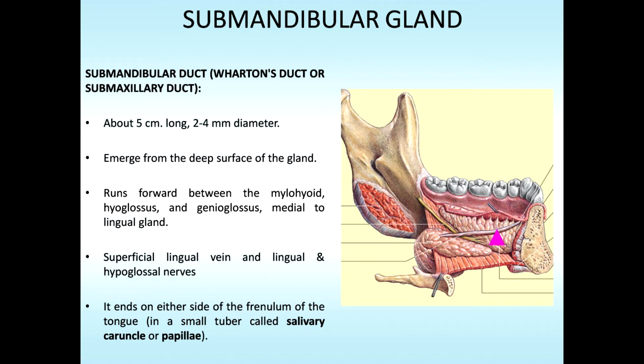At the beginning, it's going to be medial to the lingual nerve, but a little bit after, it's going to cross it, so it's going to end up a little bit more lateral. The Wharton's duct is going to end at the oral mucosa by the side of the frenulum in a structure called the papilla.